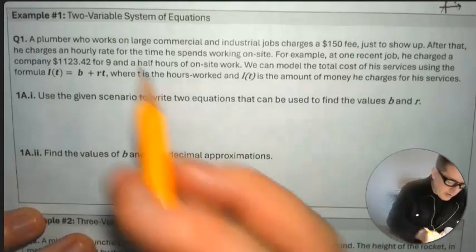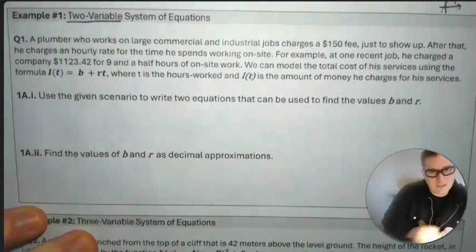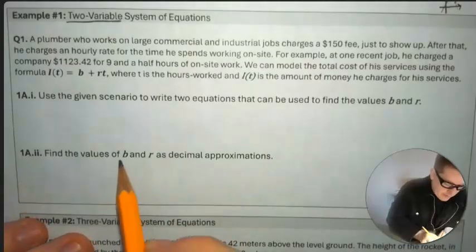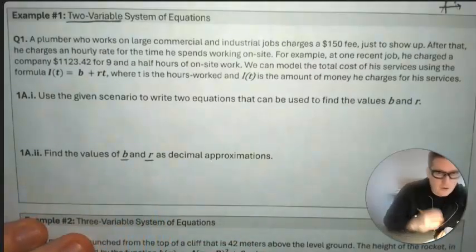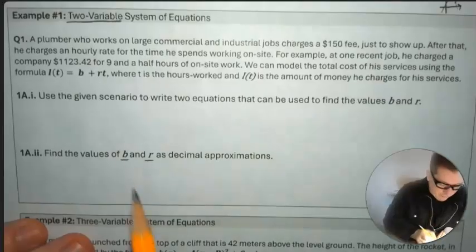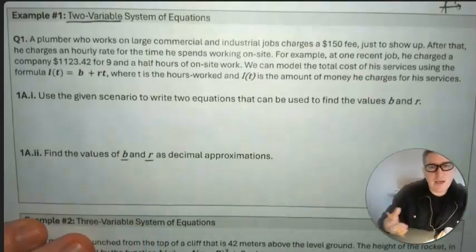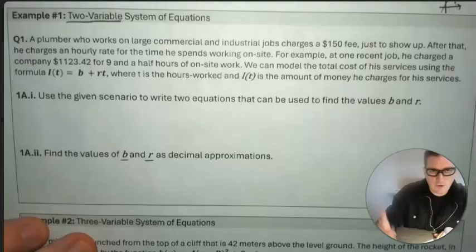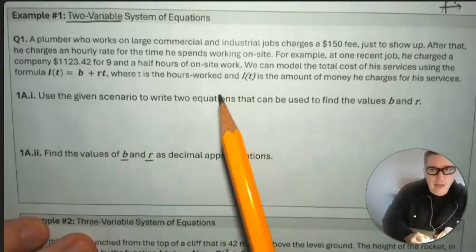So example number 1 is going to be a 2-variable system of equations. That means we're going to have 2 unknowns. And looking here, B and R are my unknowns. And since I have 2 unknown values, I have to have 2 equations. They're giving me a real-life scenario here.